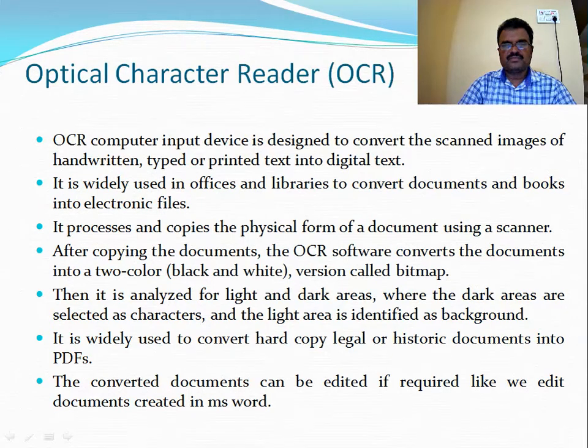The OCR processes and copies the physical form of a document using a scanner. After copying the documents, the OCR software converts the documents into a two-color black and white version called a bitmap. Then it is analyzed for light and dark areas, where the dark areas are selected as characters and the light area is identified as background. OCR is widely used to convert hard copy, legal or historic documents into PDFs. The converted documents can be edited if required, like we edit documents created in MS Word.